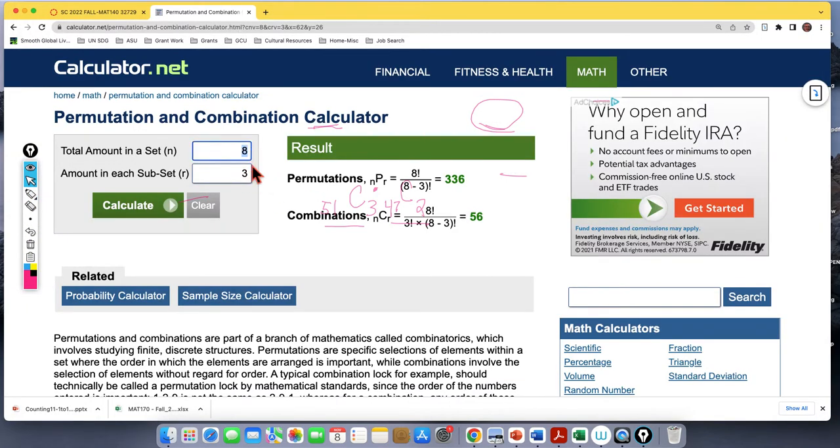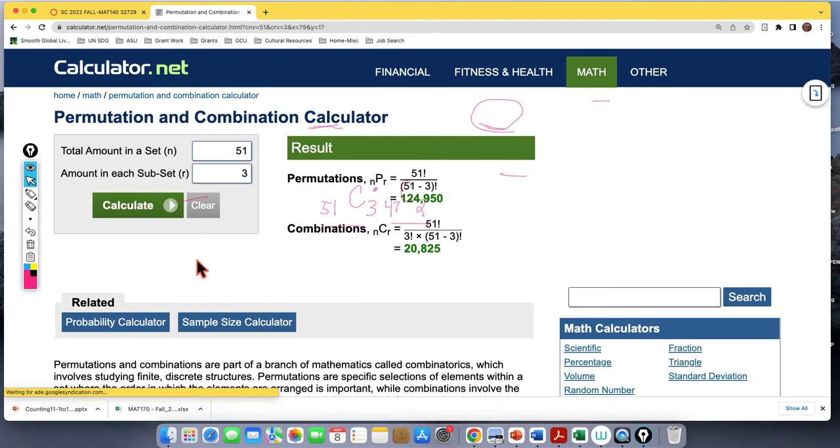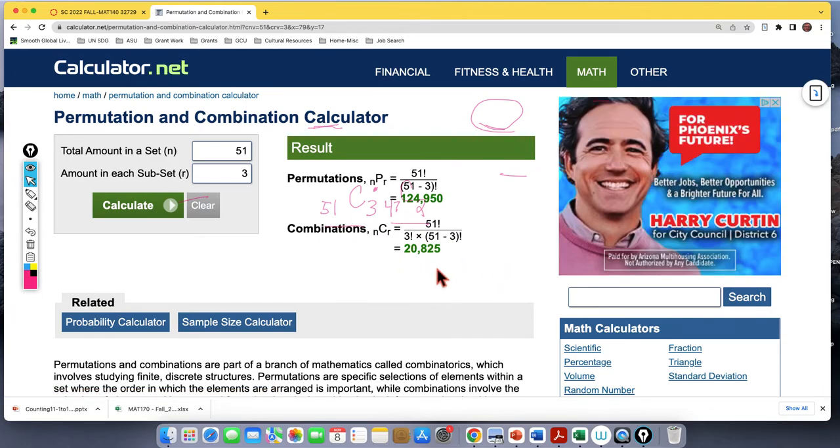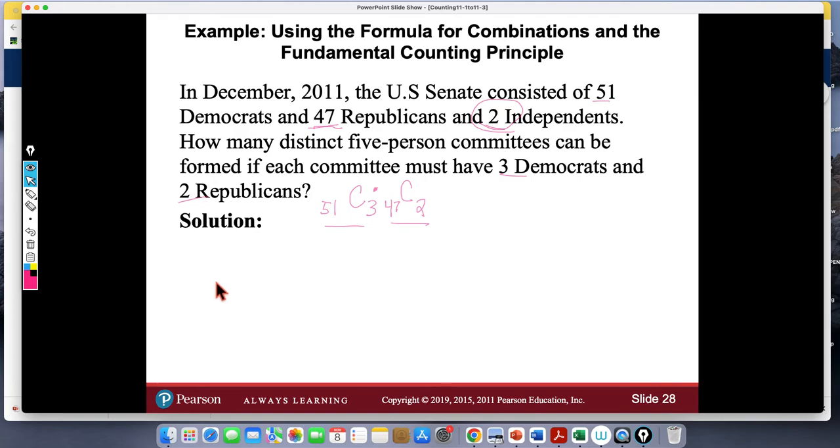We calculate them separately. So 51, it's the Democrats. We're going to choose 3 of them. Still 20,000 different choices, right? Because order's not important. But that's 20,825. Although the PowerPoint's going to do it for us, but I kind of like to work through it. It looks a little bit better this way.